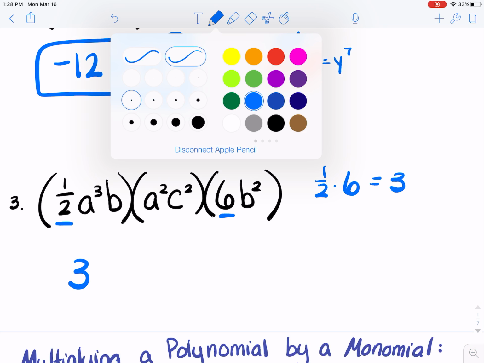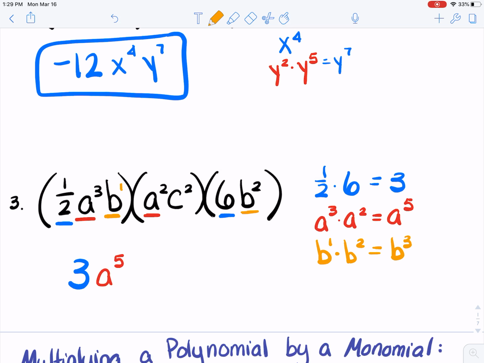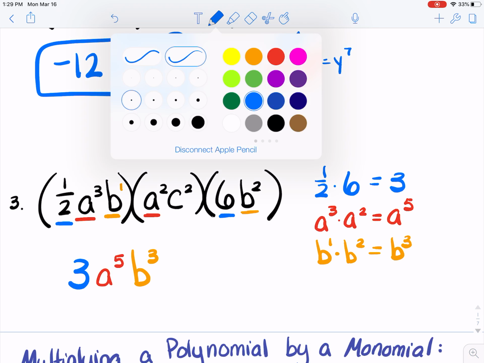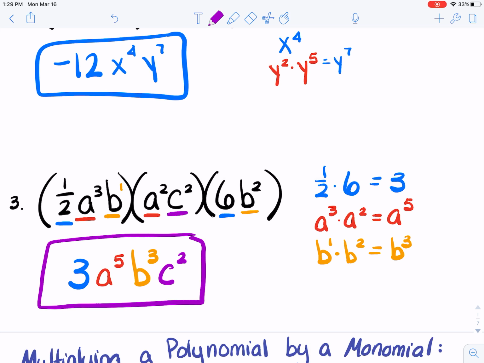Now I'm going to start working on the variables. All of my a's: I've got a cubed times a squared. A cubed times a squared is a to the 5th power. Next, I've got my b's. I've got 1b here, which again, you're going to visualize as if it's got the 1 there. And then I've got b squared. So I've got b to the power of 1 times b squared. That gives me a total of 3 b's, so I have b cubed. And lastly, my c's. In this particular problem, there is only one c, and that is c squared. So now I have my colorful final answer.